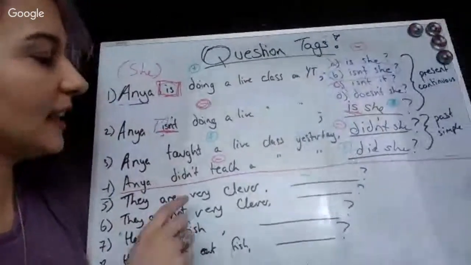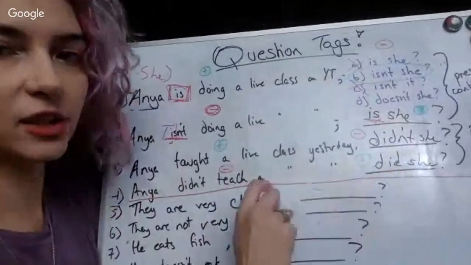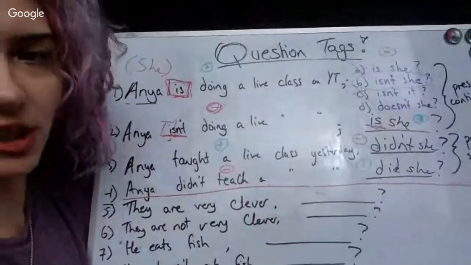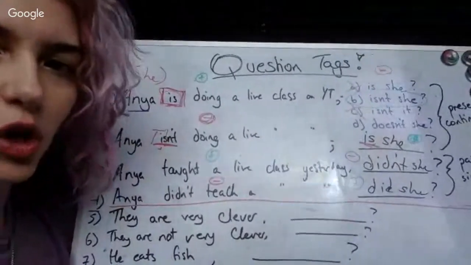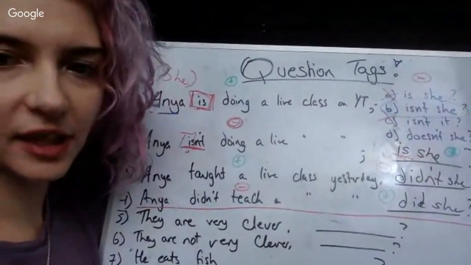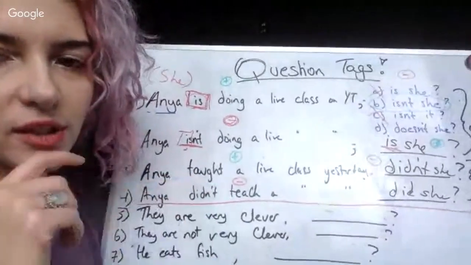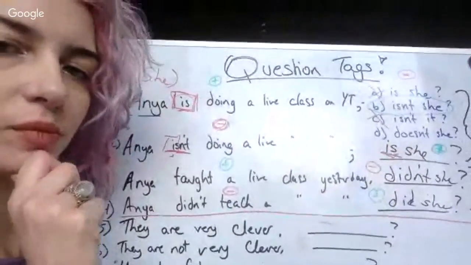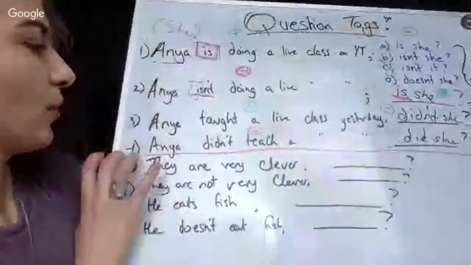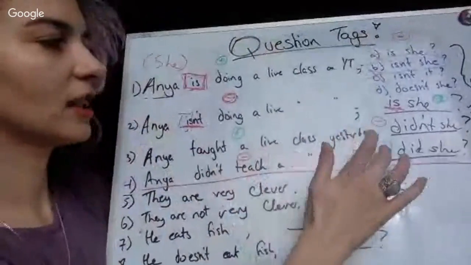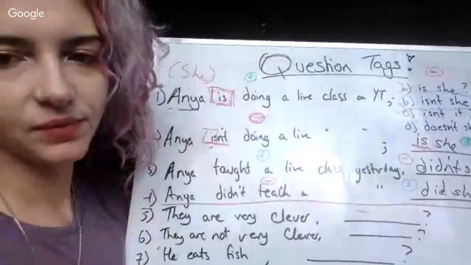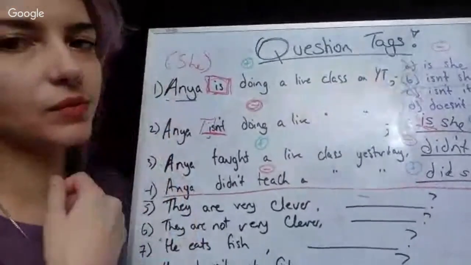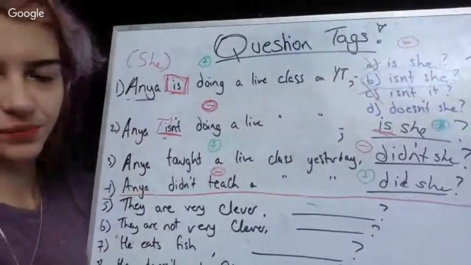Now let's look at the 4th example. Anya didn't teach a live class yesterday, did she? What's the correct answer here? What do you think? Yes, she did, or no, she didn't? I'll give you a moment to answer. Do you think my answer stays the same, or will it change? What do you think for number 4? This time, do you think it's yes, she did, or no, she didn't?